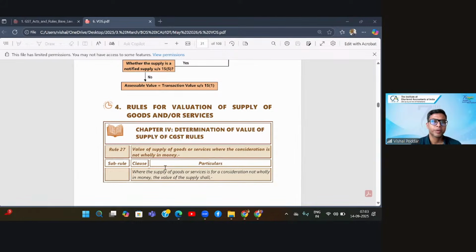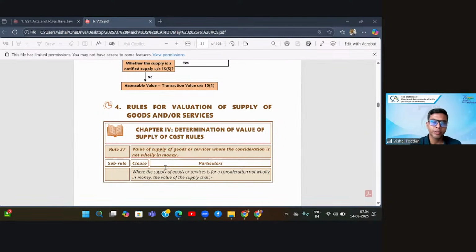Third, the price shown in the invoice and records is the only consideration that the buyer pays to the supplier. There is no other consideration flowing directly or indirectly. If all these conditions are met, then you satisfy 15(1). You take your transaction value, that is the value reported by you in the invoice, subject to changes in subsection 2 and subsection 3 of section 15.